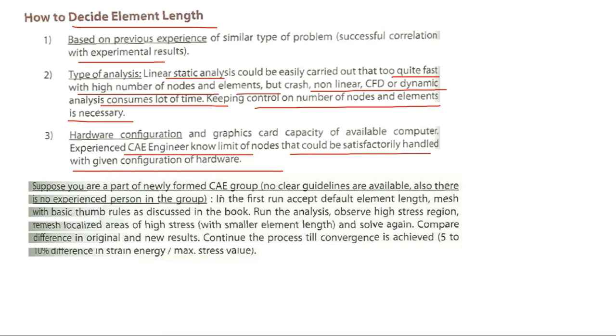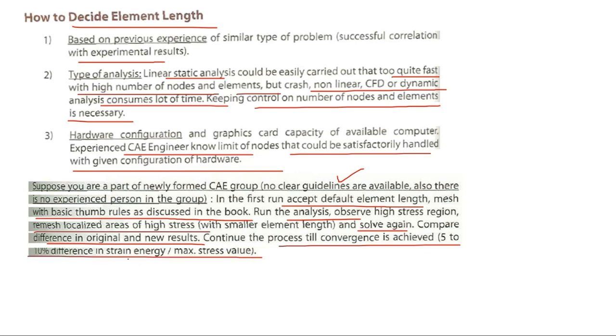Suppose you are part of a newly formed CAE group, no clear guidelines are available, and there is no experienced person in the group. In the first run, accept the default element length, mesh with the basic thumb rules as discussed in the book, run the analysis, observe the high stress regions, and remesh localized areas. Wherever we see a critical area, that area we need to remesh. Otherwise, no need to use the same mesh everywhere. Solve again, compare the difference between original and new results, and continue the process till convergence is achieved.